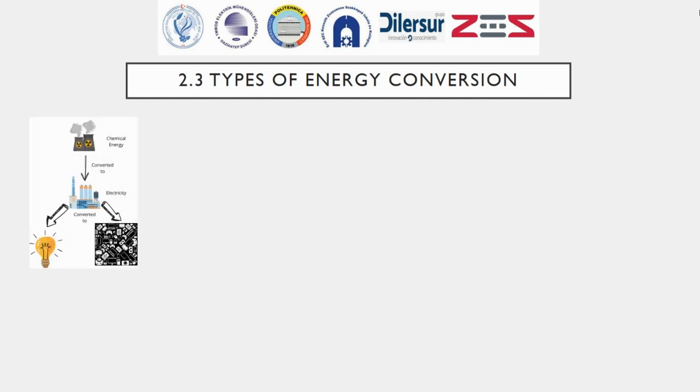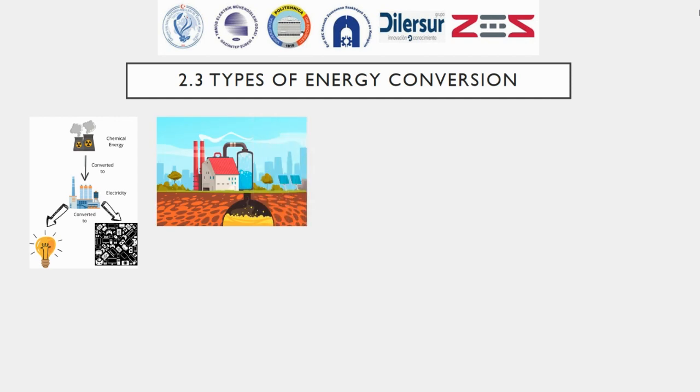1. Electrical energy conversion. Electrical energy conversion is the conversion of electricity into another form. For example, mechanical energy, such as wind or water energy, is converted into electrical energy by generators. Inverters convert direct current into alternating current or vice versa. 2.